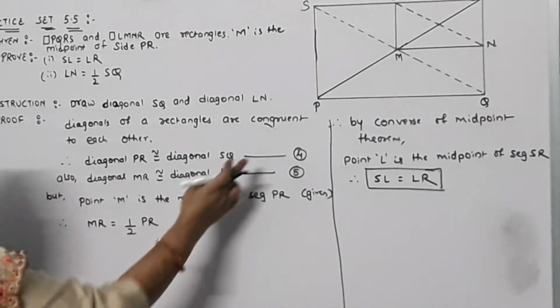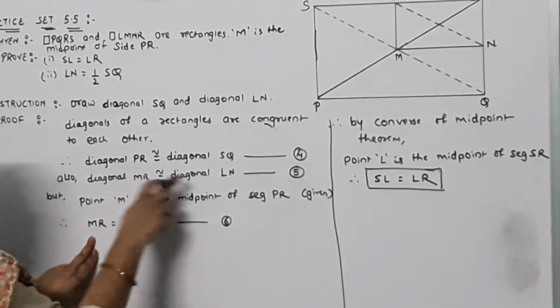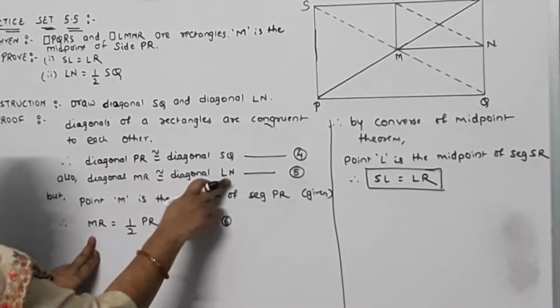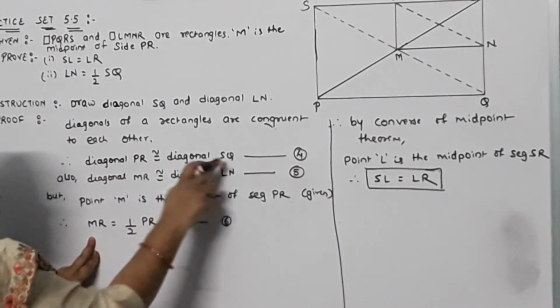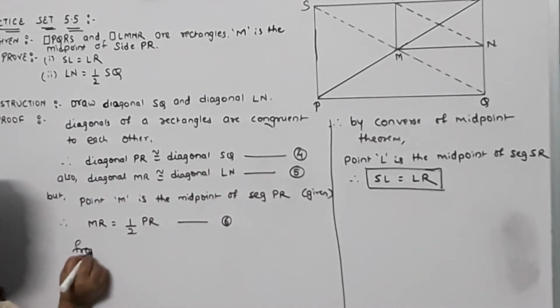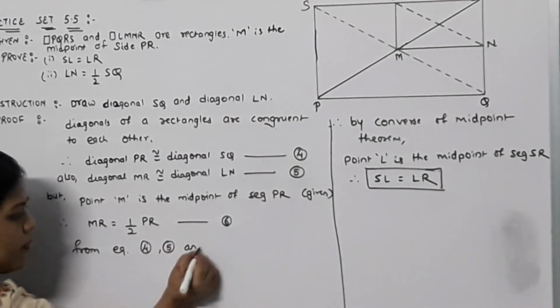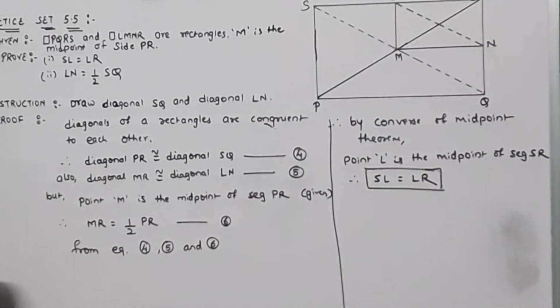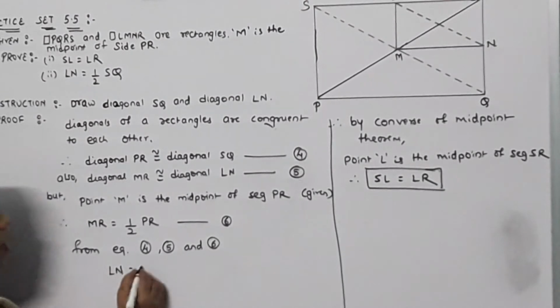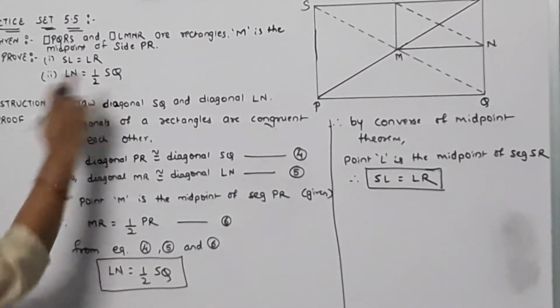Now, if we compare 4, 5 and this equation 6, what we can say is that instead of MR, I can write LN because MR is equal to LN, and instead of PR, I can take SQ because PR is congruent to SQ. So, from equations 4, 5 and 6, LN equals half SQ. And here we prove our second part. See, LN equals half SQ.